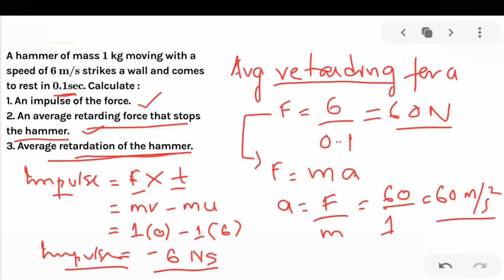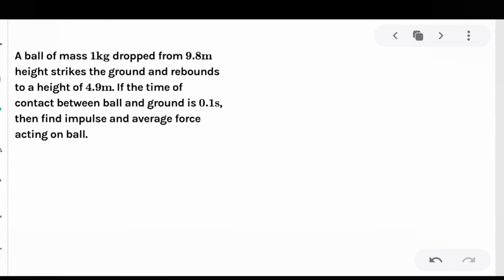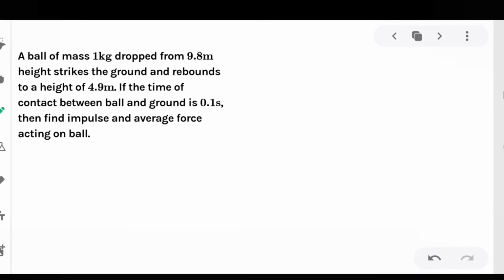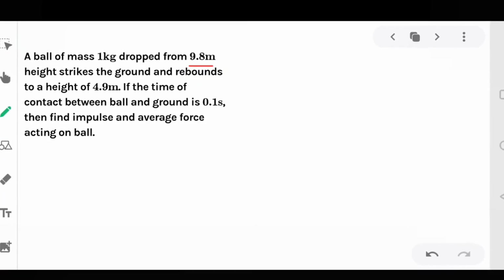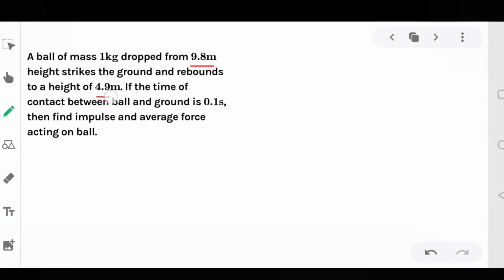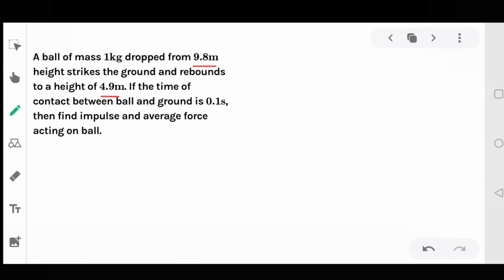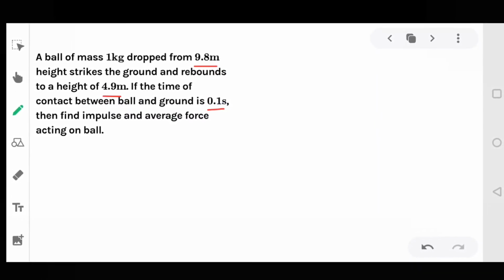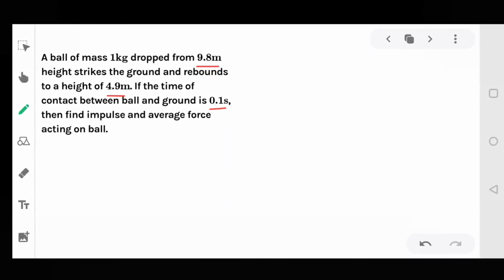Okay. So next question, we have a ball of mass 1 kg dropped from 9.8 meter height, strikes the ground and rebounds to a height of 4.9 meter. If the time of contact between the ball and the ground is 0.1 second, find the impulse and average force acting on the ball.